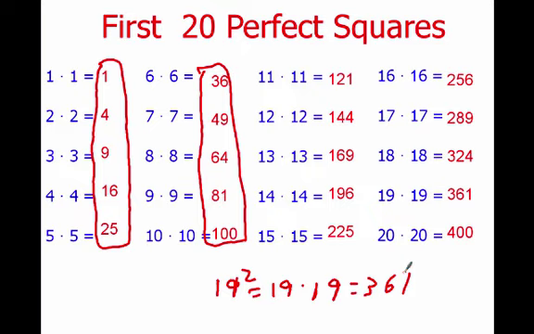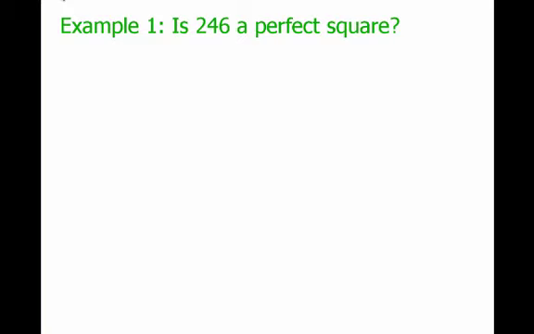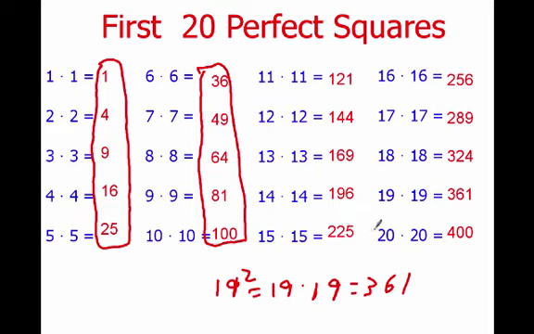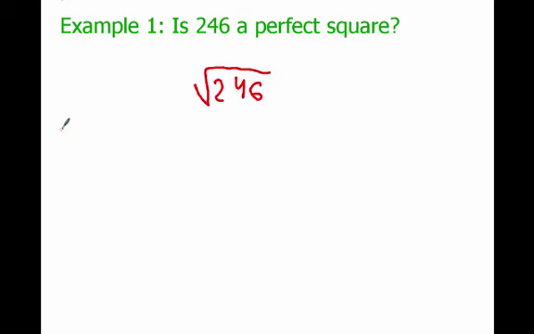So let's look at some examples of what we can use these for. Here's a problem. Is 246 a perfect square? Well, in order for it to be a perfect square, we know that the square root of 246 has to be an integer. Well, let's go back and look at our table. Let's see if we can find some numbers that are near 246. We see we've got 225 here. That's 15 squared. So we've got 15 squared. Or we can say the square root of 225.